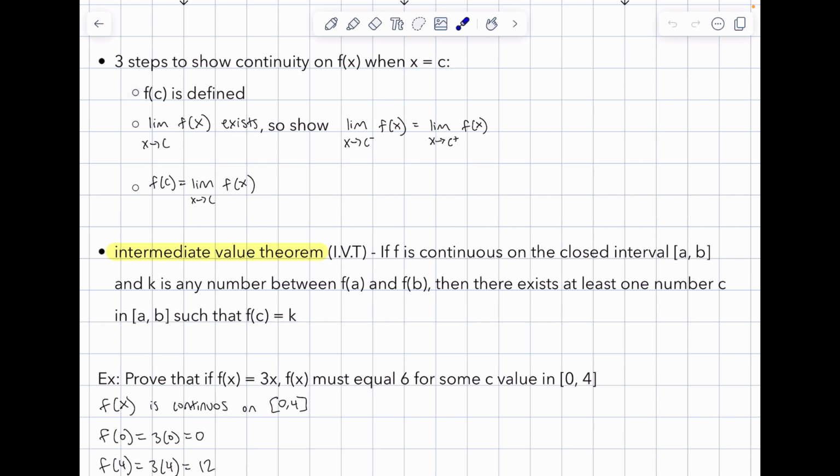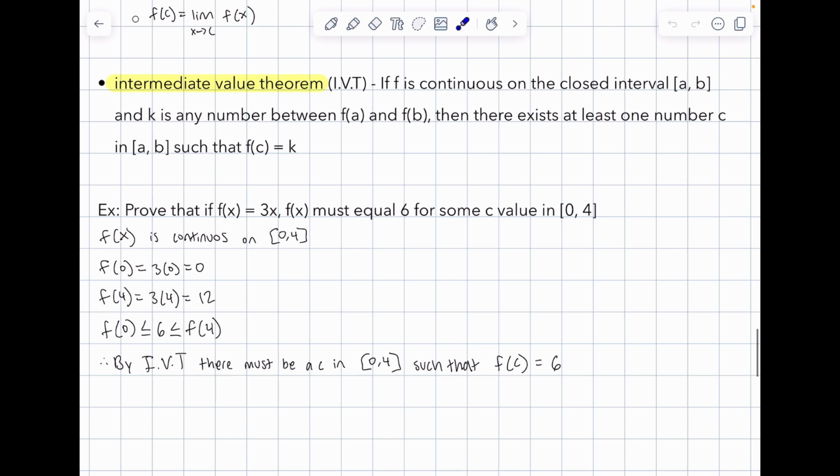And the next requirement is that the limit as x approaches c of f of x exists. So you basically want to show that the left-hand limit and the right-hand limit are equal. And this little negative sign here and this little positive sign here just indicates that this is coming from the left and this is coming from the right. And the third requirement is that the first two steps equal each other, so that f of c equals the limit which exists.